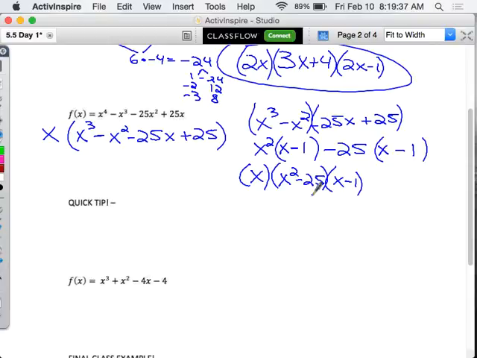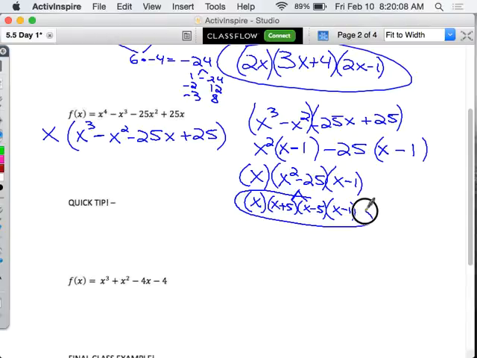So, last thing we have to do. This breaks down a little bit further into x plus 5, x minus 5, because the square root of 25 is 5. X times x is x squared. 5 times negative 5 is negative 25. Now, bring down the x as well, and bring down this x minus 1. Now we are completely factored.